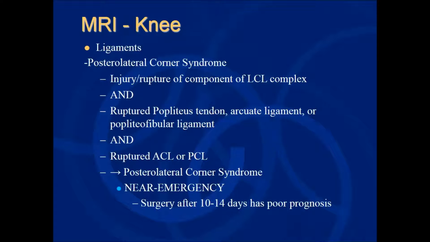Now, these are smaller ligaments that can be hard to see, but usually manifest with ill-defined abnormal signal diffusely in the region where you'd expect to see these ligaments in the posterior lateral corner of the knee. In addition to these two, you also will have a ruptured anterior or posterior cruciate ligament. When you see one of each of these three abnormalities, you want to think about posterior lateral corner syndrome. It's considered a near emergency and should be operated sooner rather than later. These are usually associated with an avulsion, fracture, or significant edema of the fibular head.